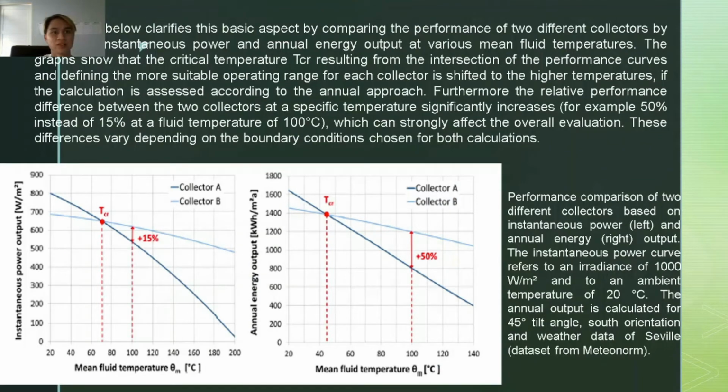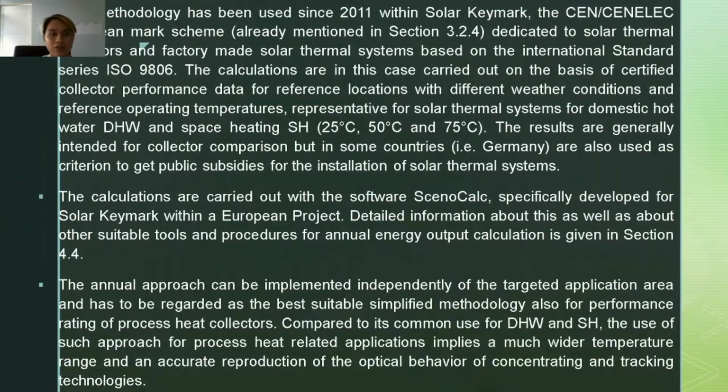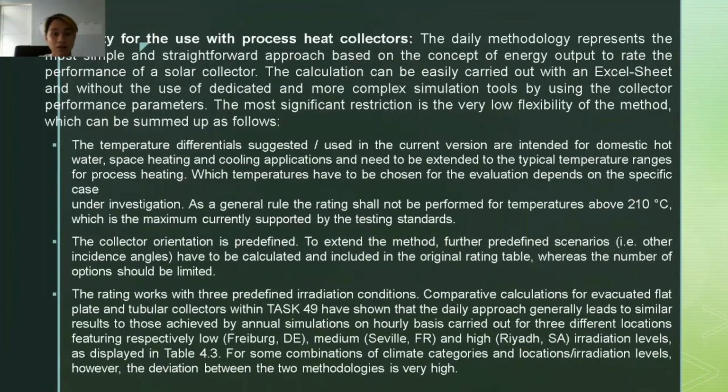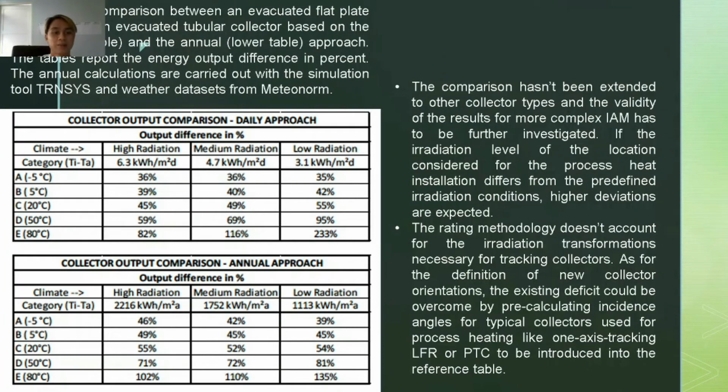The figure below clarifies the basic aspects for comparing the performance of two different collectors by means of instantaneous power. Okay, so in conclusion, the daily collector output will describe the output comparison, the annual approach, and then the output comparison of high radiation, medium radiation, and low radiation affects the efficiency of the solar panel. Okay, that's all from me. Thank you. I will pass it.